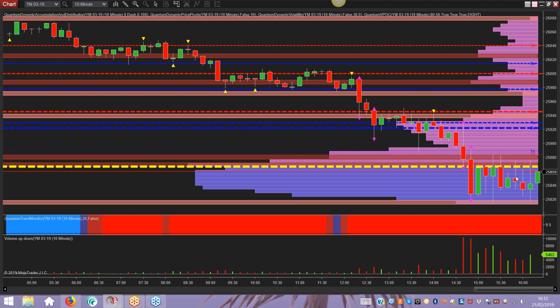Lots of wicks to the top side, trying to rally, fall back, trying to rally, fall back. Last one, trying to rally, falls back again.